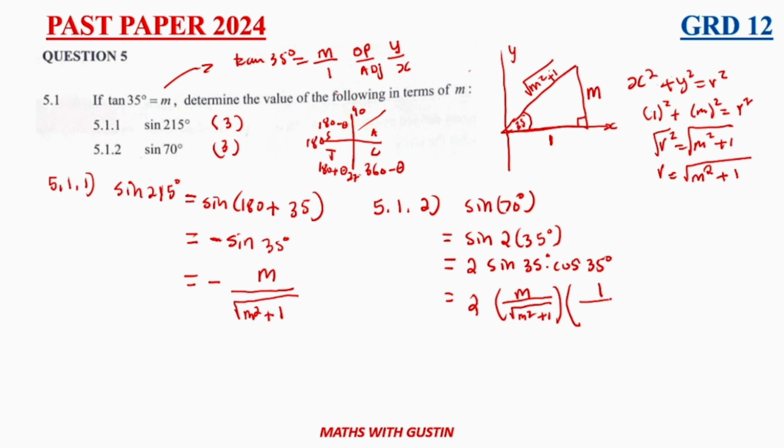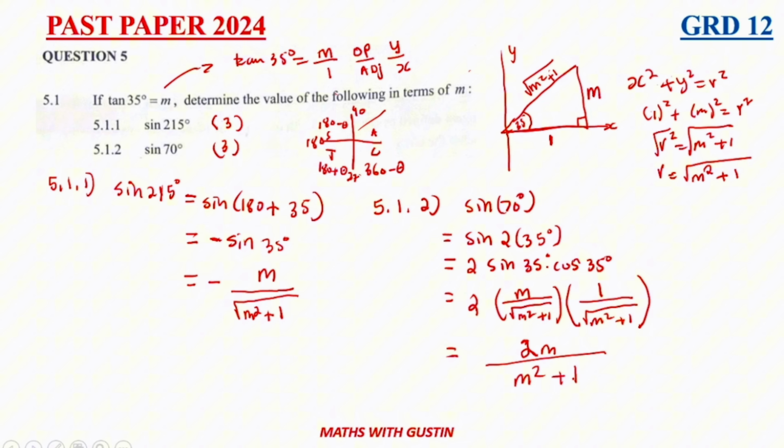Adjacent is 1 all over hypotenuse, which happens to be the square root of m squared plus 1. Close bracket. All right, let's see if we can simplify this further, guys. We multiply 2 by m by 1, which gives us 2m on the numerator, all over the square root of m squared plus 1 times the square root of m squared plus 1. The square root will fly off, therefore you're going to have m squared plus 1 as our answer. All right, and that's how you would deal with 5.1.